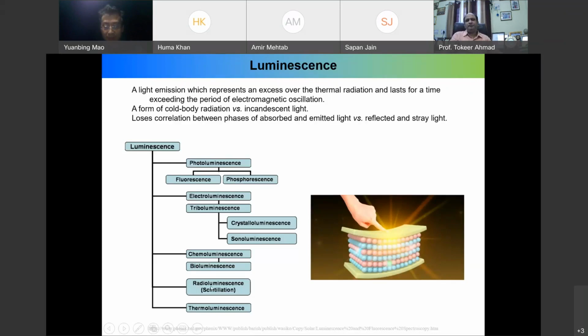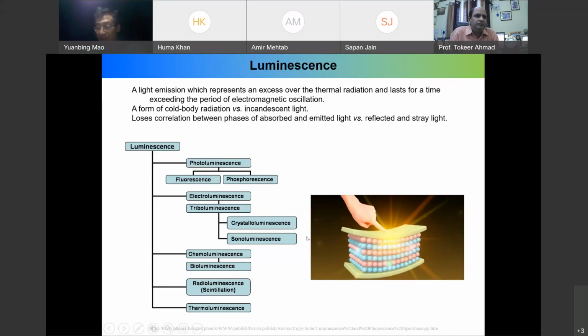Then the radioluminescence, which is widely used for scintillations. We will talk about this tomorrow, and then luminescence as well. The other thing is, in the literature, we probably hear a lot about fluorescence and phosphorescence. The difference between these two is that fluorescence is faster, and phosphorescence is a slower process. But nowadays, in general, we call both of them luminescence, or just photoluminescence, right?